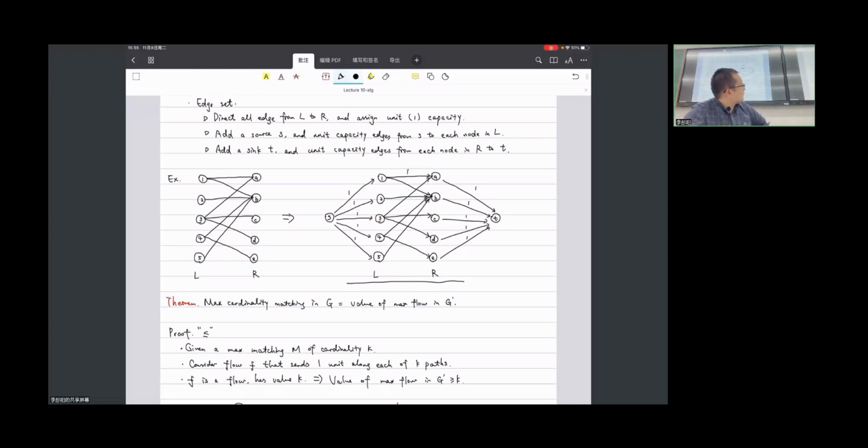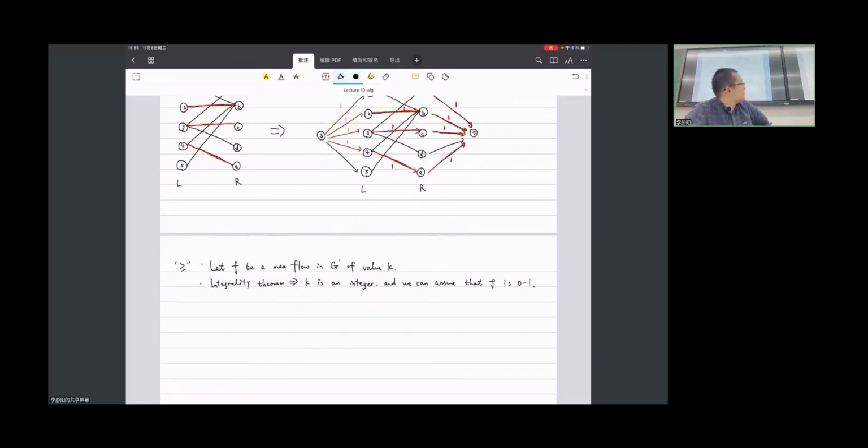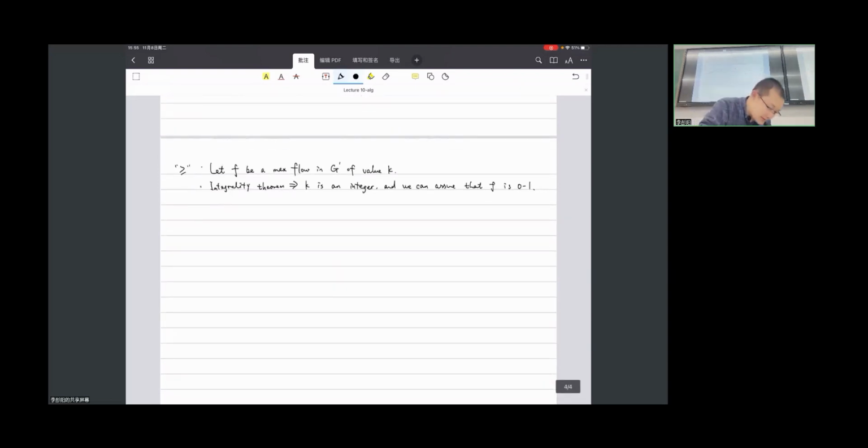If you have a capacity on each edge to be 1, it is an integer. The only choice is that the f value on each edge should only be 0 or 1. And these are the only two choices that we can actually have. So let's then consider M to be the set of edges from L to R with Fe equal to 1. So basically, we consider all such edges here.